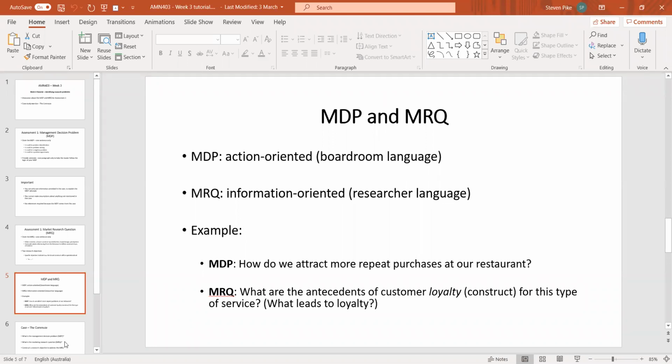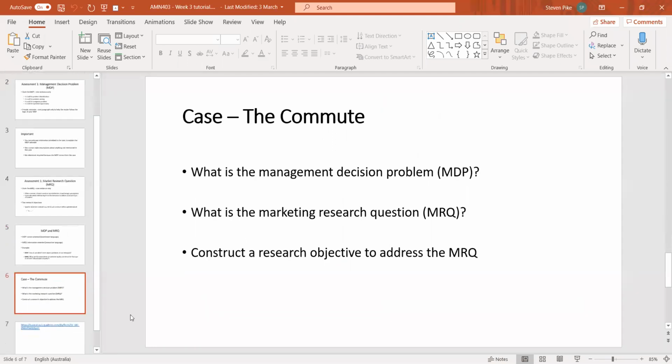of interest is. So the second half of the tutorial in class would be discussing the commute case, which, as I say, it's been used previously as an assessment in this unit. At this stage, I just suggest you pause this recording and reread the case and think firstly about what you think the MDP is for this case.